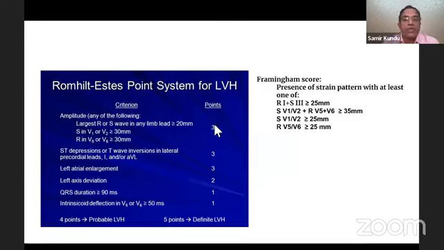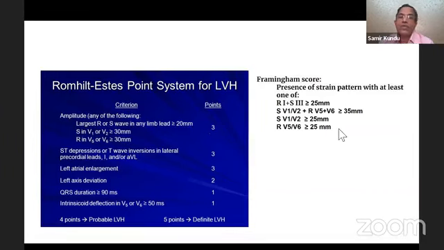There are 3 points for voltage criteria, and 3 points for ST depression and T wave inversion in a patient without digoxin. In a patient on digoxin, it is only 1 point. Left atrial enlargement is 3 points, left axis deviation 2 points, QRS duration more than 90 milliseconds 1 point, and intrinsic deflection more than 50 milliseconds 1 point. So the total is 13 points. For voltage criteria, the largest R wave or S wave in any limb lead carries 3 points; S wave in V1 or V2 more than 30 millimeters, or R wave in V5 or V6 more than 30 millimeters, each carries 3 points, with a maximum of 3 points in total.